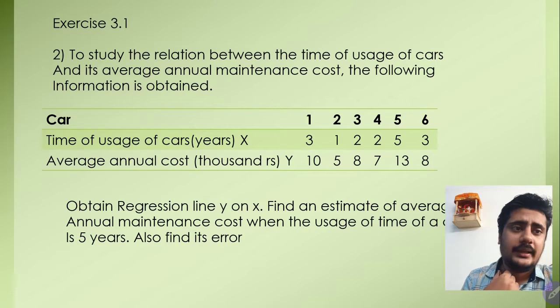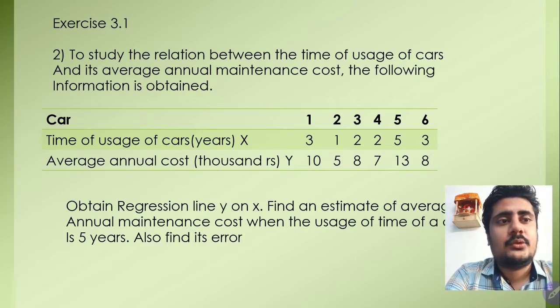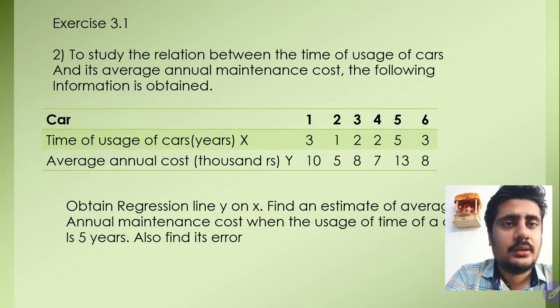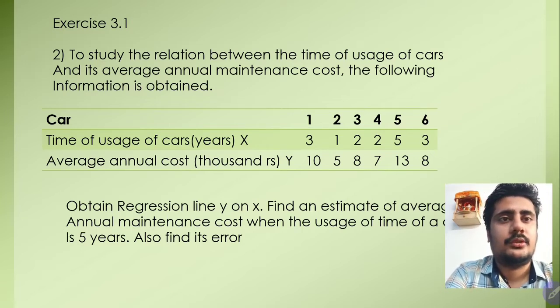Error means what? Error means actual minus estimate. Actual will always be given in the question, as I told you earlier. Okay, you can write in your textbook somewhere, error is equal to actual minus estimate. Actual is y, estimate is y cap, so error is y minus y cap. And you can also write in textbook that actual will always be given in the question.